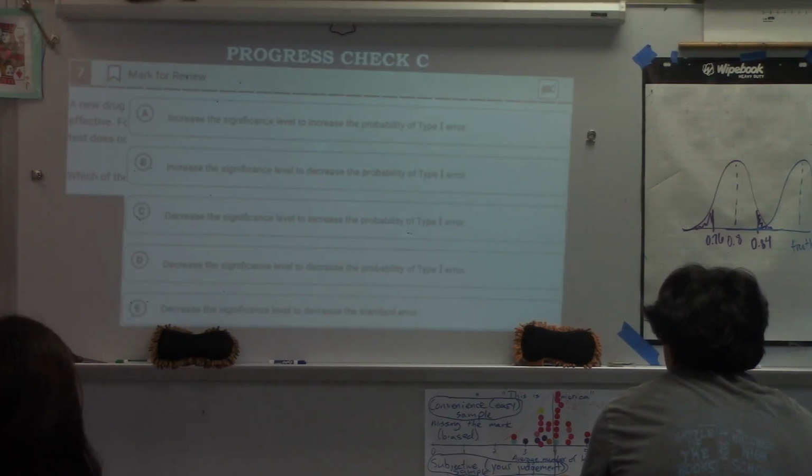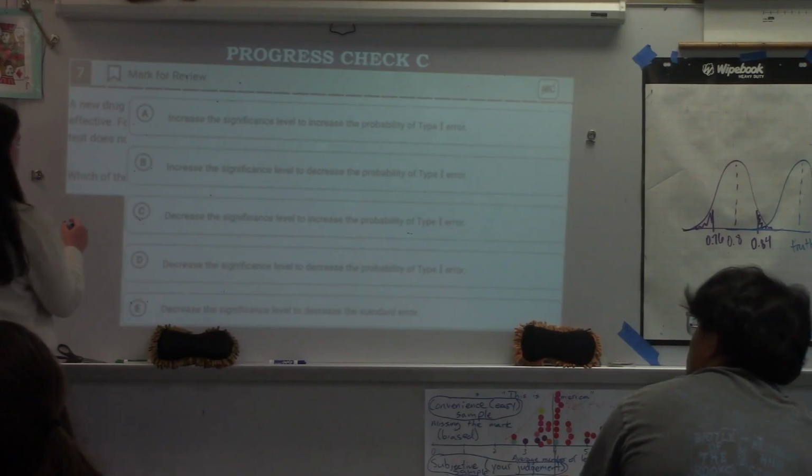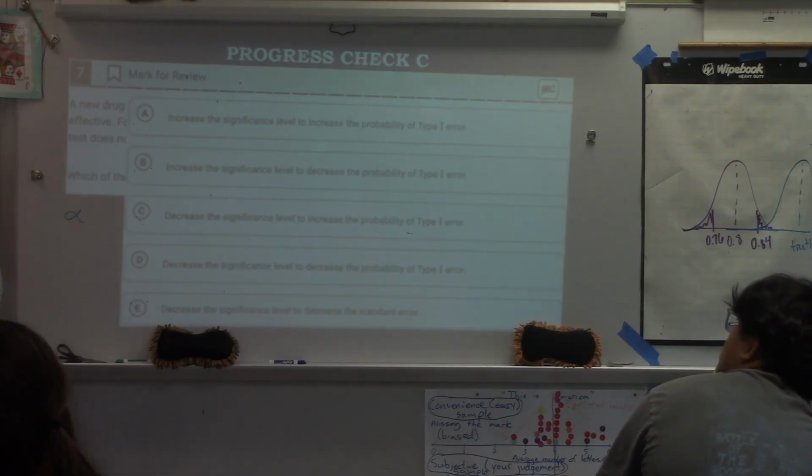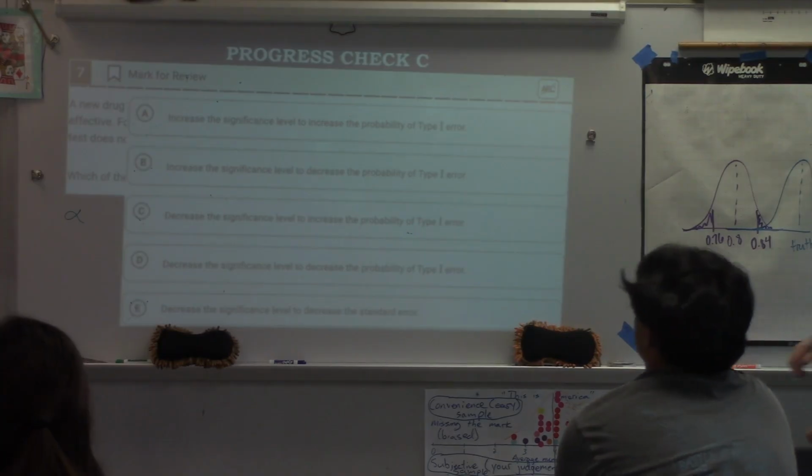Yeah, alright. Increase the significance level, so increase alpha to increase the probability of a type 1 error.